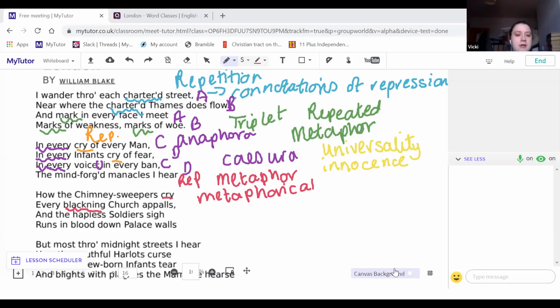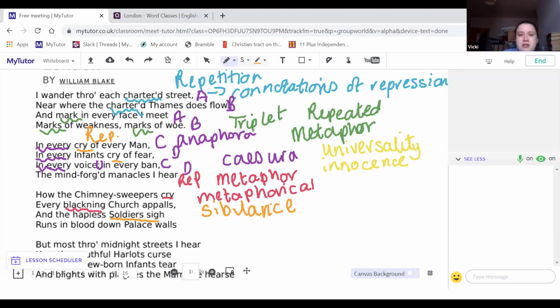Right, okay, the hapless soldier's sigh. So absolutely right, I think Olivia's been telling me that for quite some time, which is sibilance. Fabulous, sibilance, yeah, it's a soldier's sigh. So he's saying soldiers are quite unhappy, they're quite fed up. Runs in blood down the palace walls.